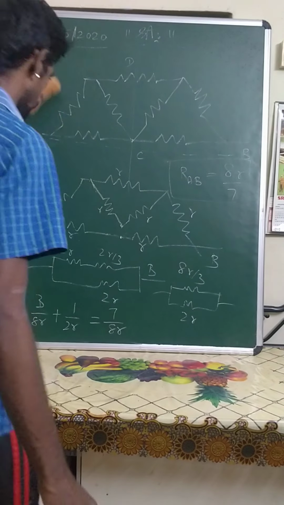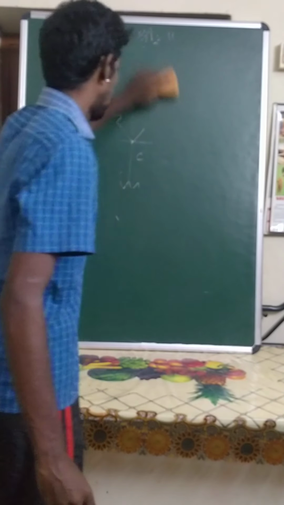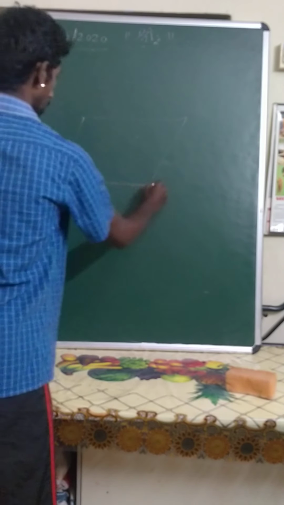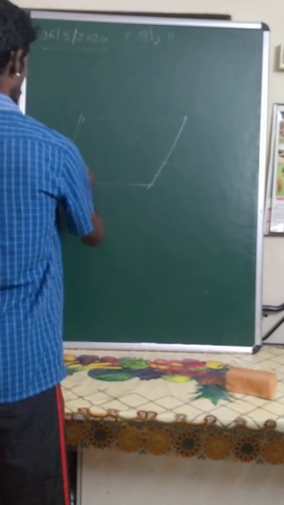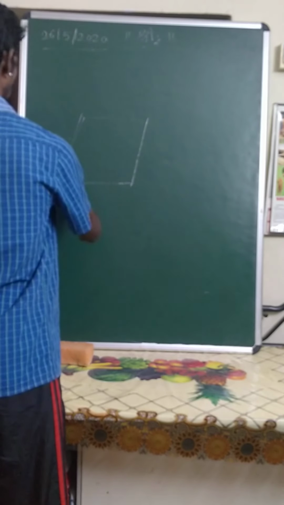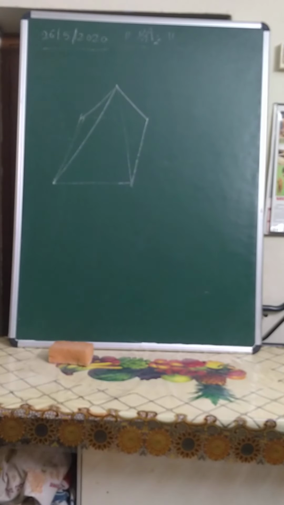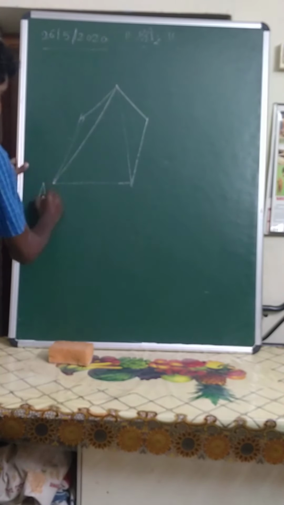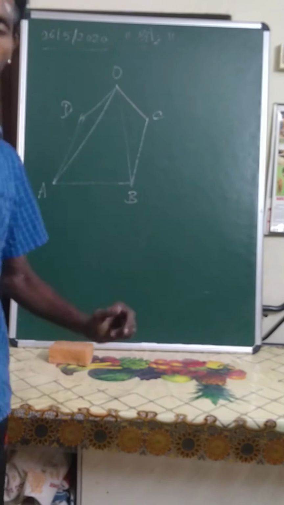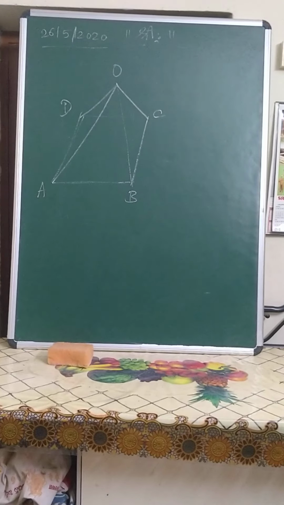Now we are going to consider the pyramid. The base has 4 sides, and the top connecting we have 4 sides. So we have a pyramid like this. I consider this is A, this is B, this is C, this is D, and this is O. I want to find the resistance across points A and O.